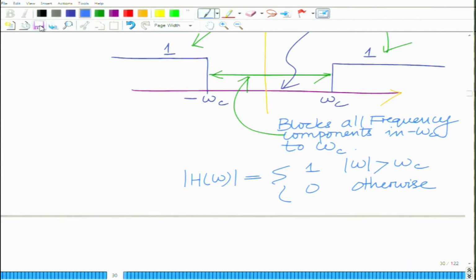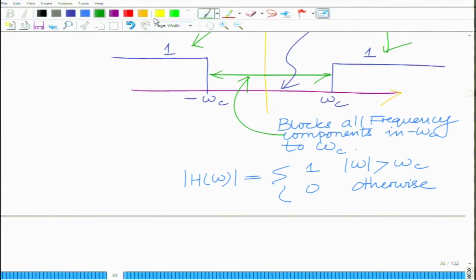So, this is an ideal high pass filter. It blocks all the components in the low frequency region, that is from minus omega c to omega c, and allows only those frequency components which are greater than omega c or less than minus omega c to pass, with unity gain in those frequency bands. And obviously once again it is very difficult to design high pass filters with such sharp edges. So once again you will have transition bands from the stop bands to the pass bands.